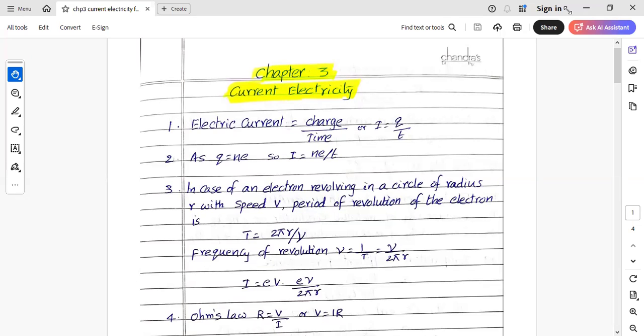Formulas based on current electricity. Electric current I is equal to charge by time, I is equal to Q by T. As Q is equal to number of electrons times charge, I is equal to n e by T.